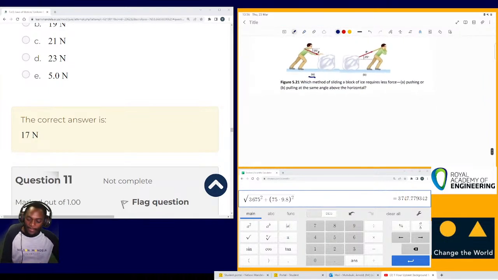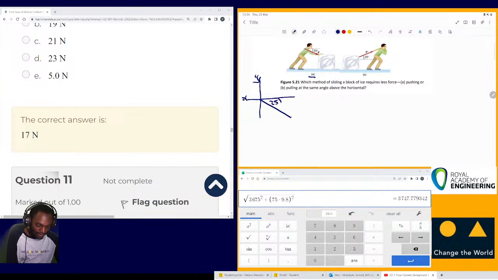Yes, sir. So let's put a sketch of what we have here. We have this gentleman who is pushing. This is going to be our reference, this is going to be our y, and this is going to be our x. And this is 25 degrees. He is applying a pushing force at that point.